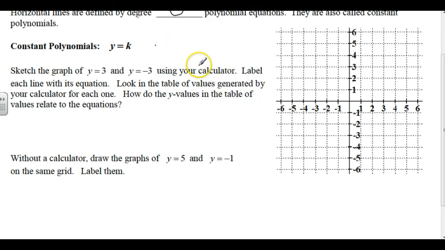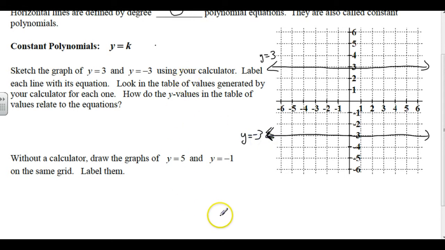Label each line with its equation. Okay, so let's draw this. Most important thing, right? Put arrows. I can't tell you the number of Math 20s that lose marks because they don't put arrows on lines. If they're lines, they go forever. Okay, and this is y equals negative 3.